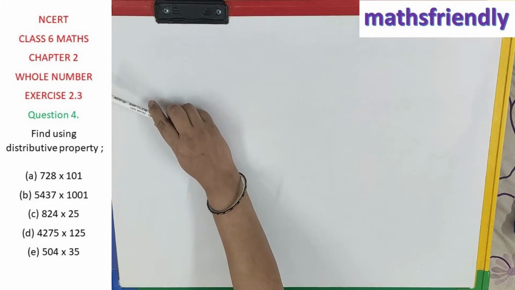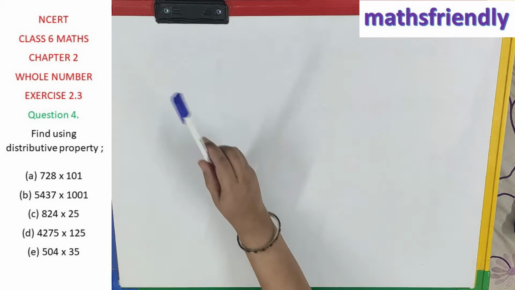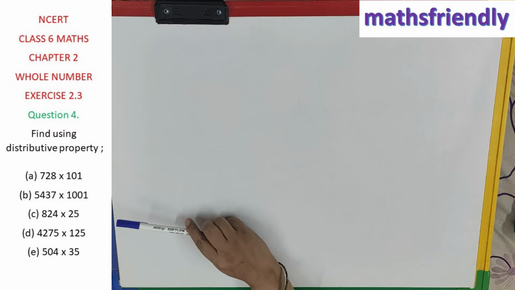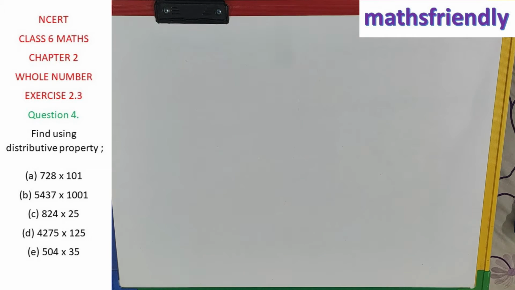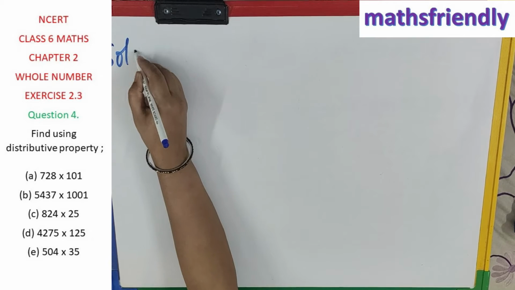In today's class we will do question number 4 of exercise 2.3 from the second chapter, Whole Numbers, of the 6th class Maths NCERT book. Now let us read the question. The question is: find using the distributive property. There are 5 questions: A, B, C, D and E. We have to find the product of these two numbers using the distributive property. So let us solve each part A, B, C, D and E using the distributive property. So let's start the solution.